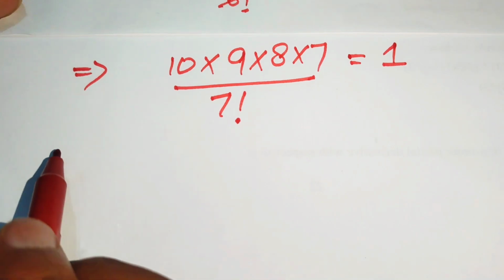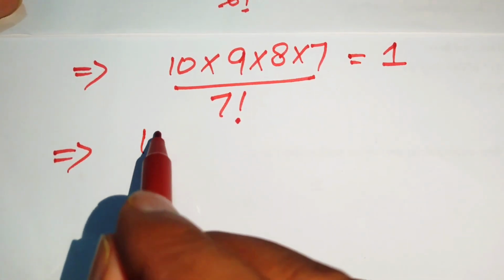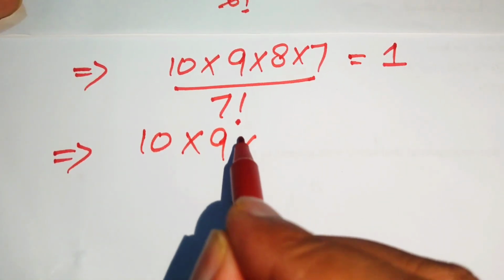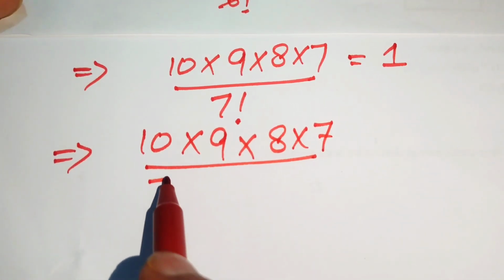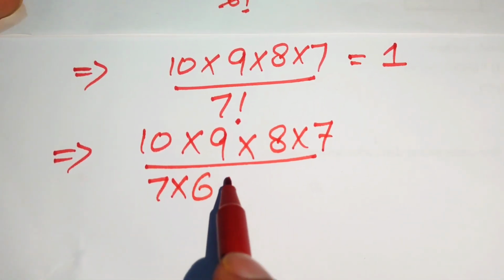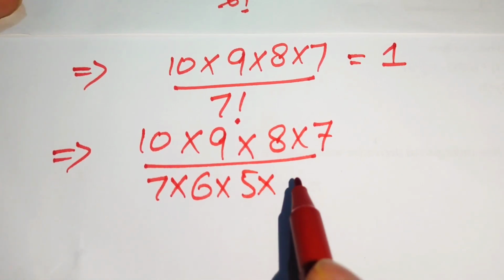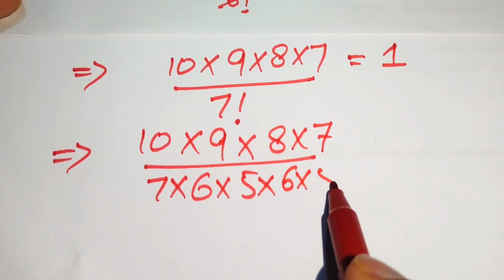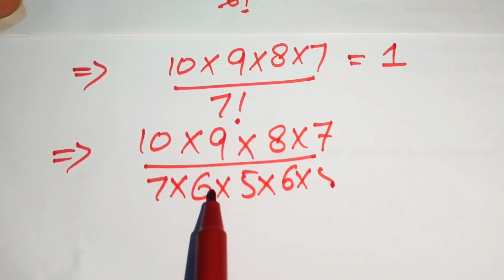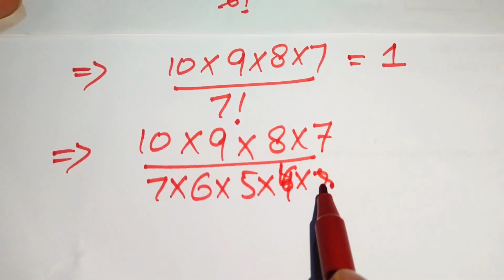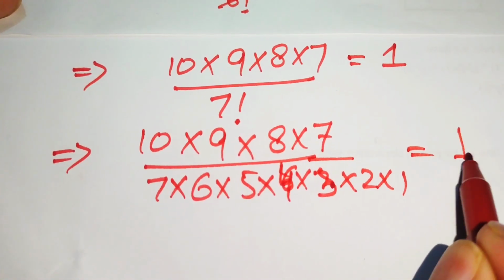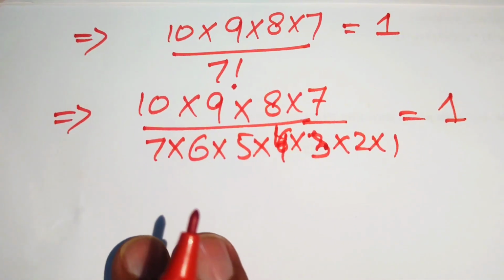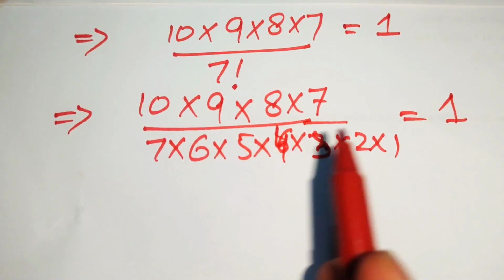So now we again expand the 7 factorial, and it will be written as 10 times 9 times 8 times 7 divided by 7 times 6 times 5 times 4 times 3 times 2 times 1, and this is equal to 1. So here we check whether this term is equal to 1 or not.